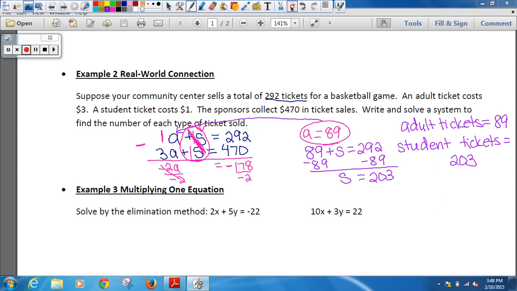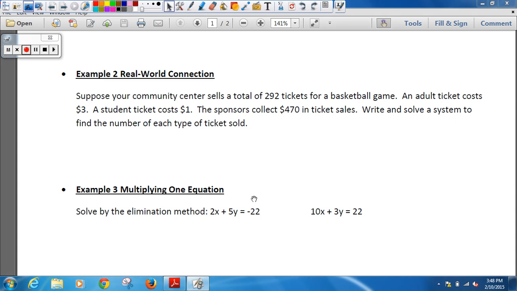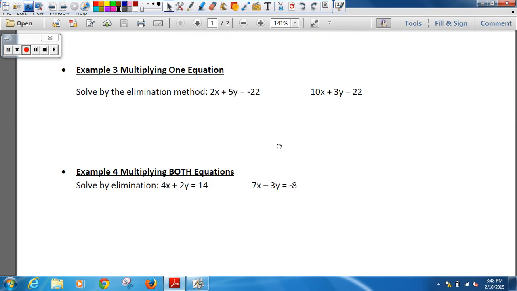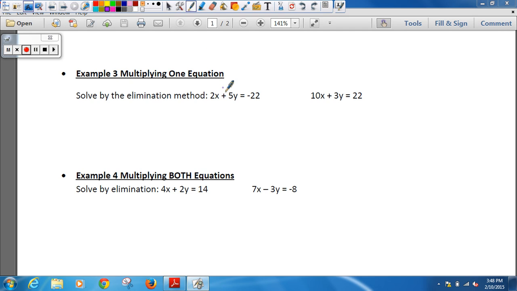The next one makes it a little bit harder, because if we notice, once we stack them, they do not have common terms. So I'm going to go ahead and stack them, and I have 10x plus 3y equals 22. Remember, the common term means it has the same coefficient and same variable. So I have x's, but I have a 2 and a 10. That's not the same. My y's have a 5 and a 3, so those are not the same.